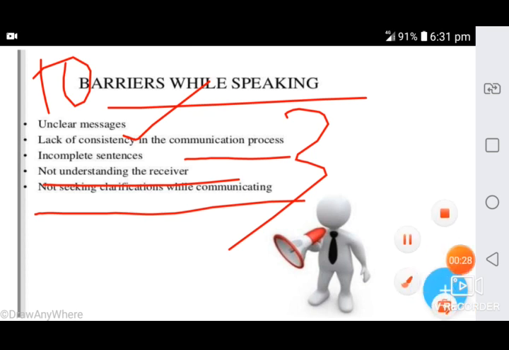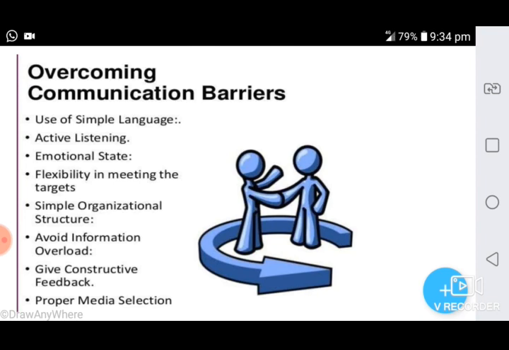Lastly, we discuss how to overcome all these communication barriers. Certain tips. First one, use simple language. It helps to understand the message easily. Then active listening, already discussed, can reduce the listening barrier. Then emotional awareness, which is the ability to understand feelings. When communicating with other people, you will understand their emotions, and it's better to understand what others are communicating to you.